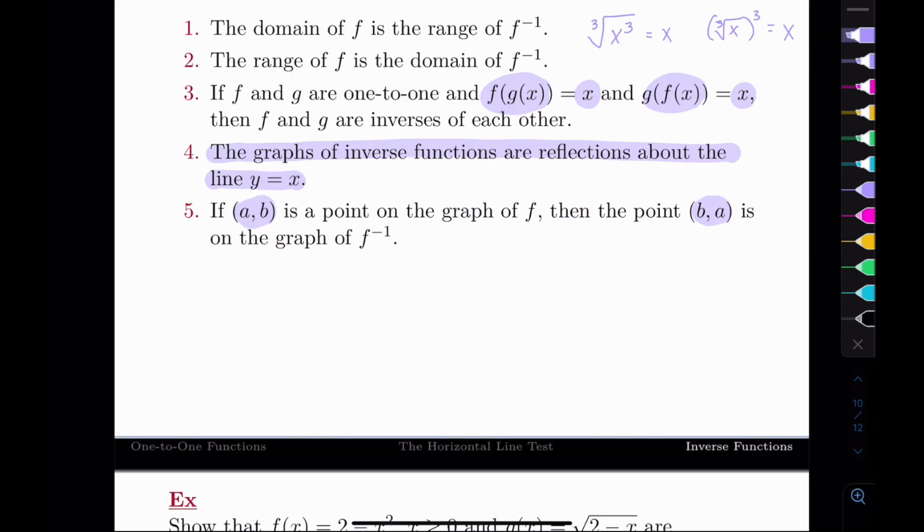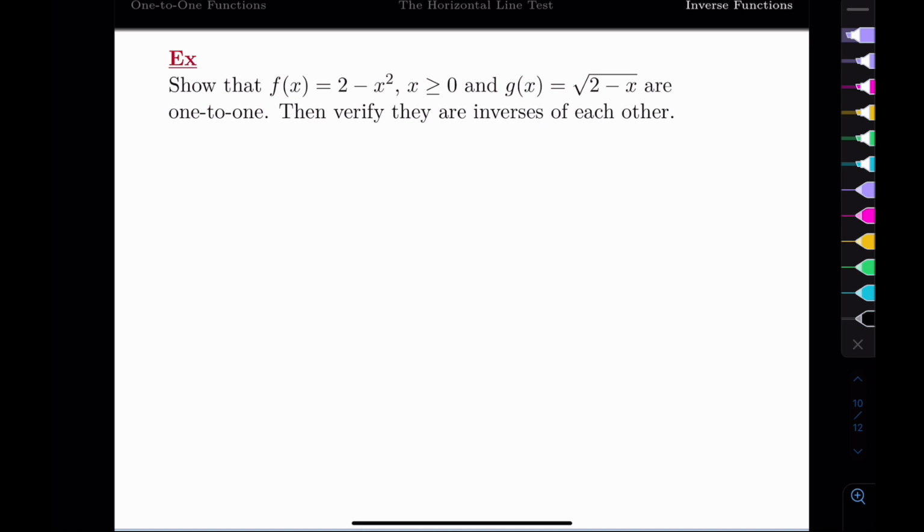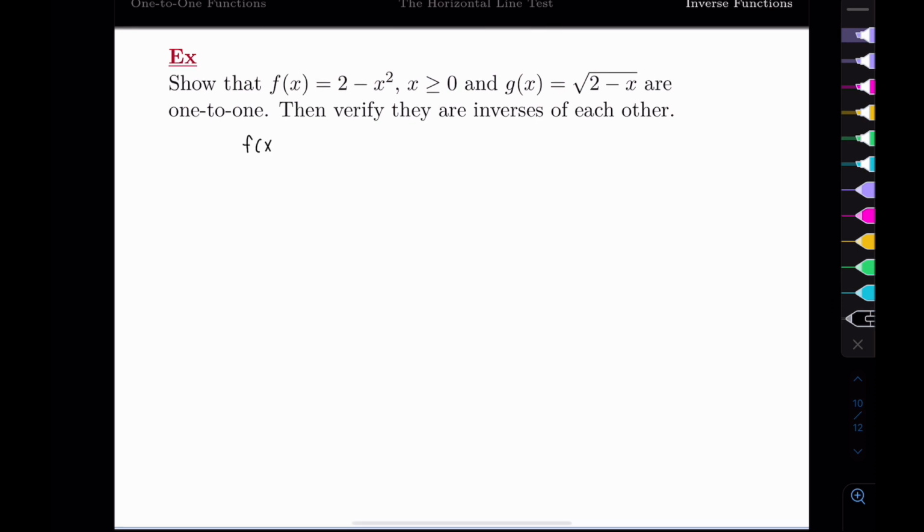So let's look at this with an example just to verify. We have two functions and we want to show that they're one-to-one. And then we want to verify that these two functions are inverses of each other. So the problem is right here, I've got this square function that definitely fails the horizontal line test. However, we do have a restriction here, and this restriction is going to be nice because it's going to make sure that we do pass our horizontal line test. So I'm going to go ahead and first, I've got to show they're one-to-one.